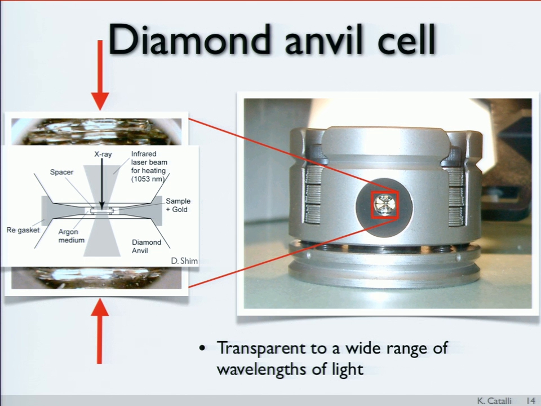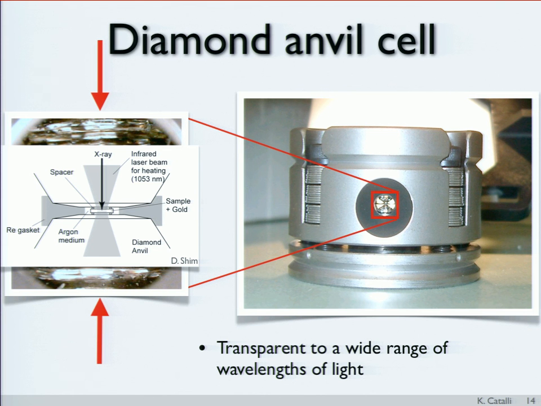So the diamonds, their tips are truncated to a flat area that for these experiments is between 50 and 150 microns in diameter. And the diamonds are wonderful to use because they are transparent to a wide range of wavelengths of light. So we can have our sample at pressure and then pass X-rays through it. We can do different forms of spectroscopy. We can use infrared laser beams to heat up our sample.